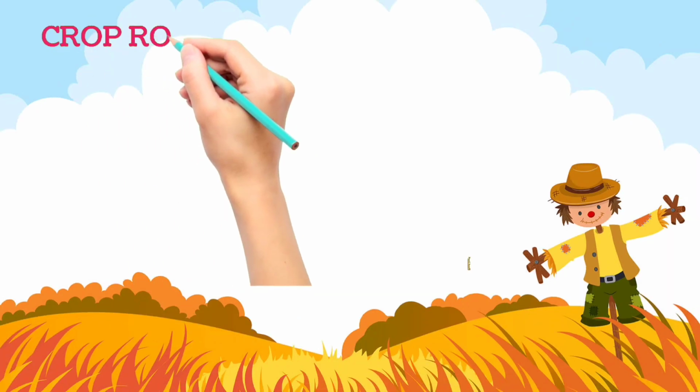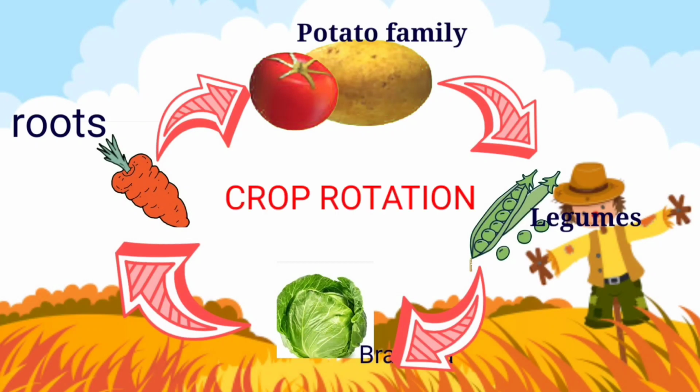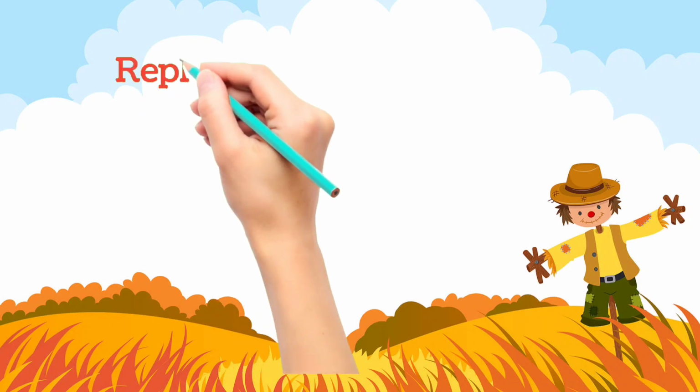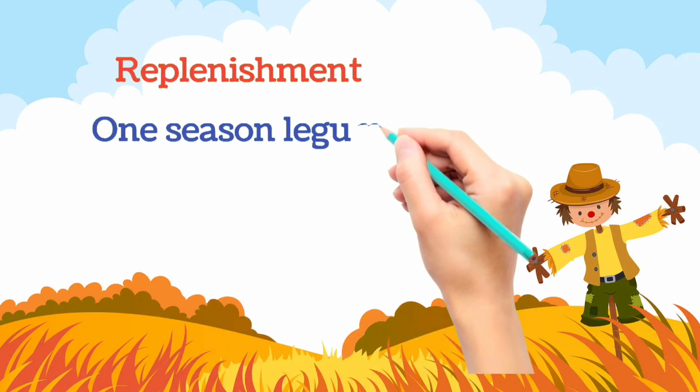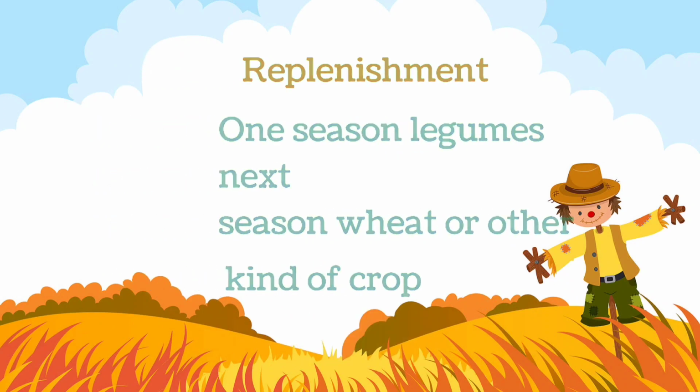Another method of replenishing the soil with nutrients is through crop rotation. This can be done by growing different crops alternately. Farmers in northern India used to grow legumes as fodder in one season and wheat in the next season. This helped in the replenishment of the soil with nitrogen. Farmers are being encouraged to adopt this practice.